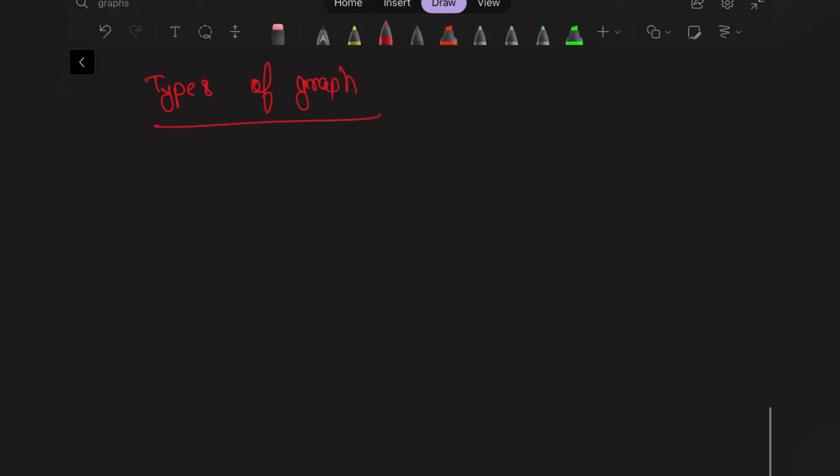Types of graph. We're not going to discuss all the types of graph, but we are going to discuss the major types of graph which we will need the most. Suppose I have a graph with nodes 1, 2, 3, 4, and these are connected like this. So this is called an undirected graph.